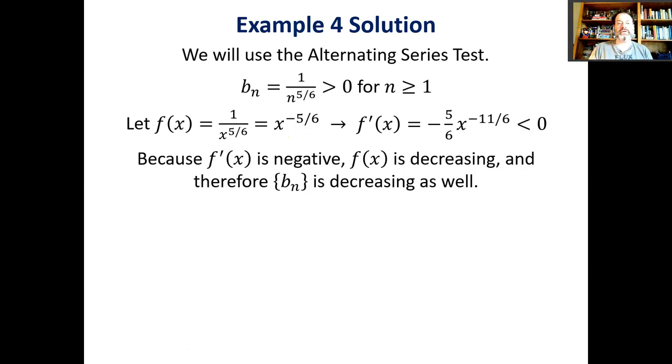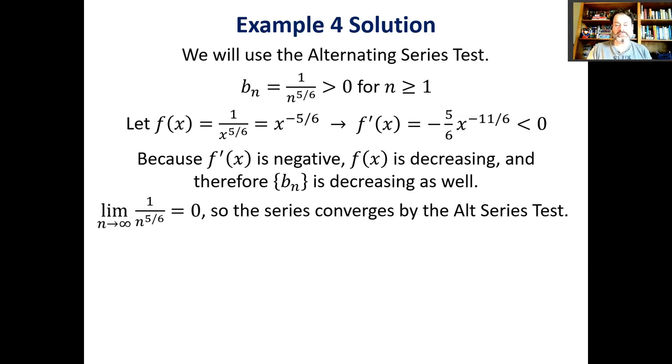So because the derivative of the function is negative, the function itself is decreasing, and therefore the sequence of the BNs is decreasing. Now, the second part of the alternating series test says that we have to show that the sequence of BNs goes to 0. Well, we can see that it does, right? It's just 1 over n to the 5/6. Each term, as I plug in infinity, goes to 0, right? 1 over infinity is 0. So the alternating series test tells us that this converges.